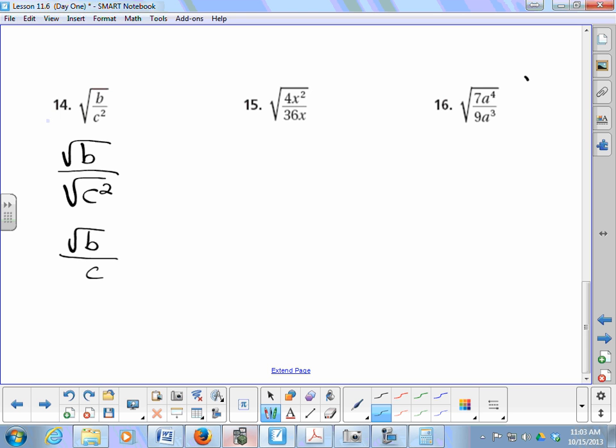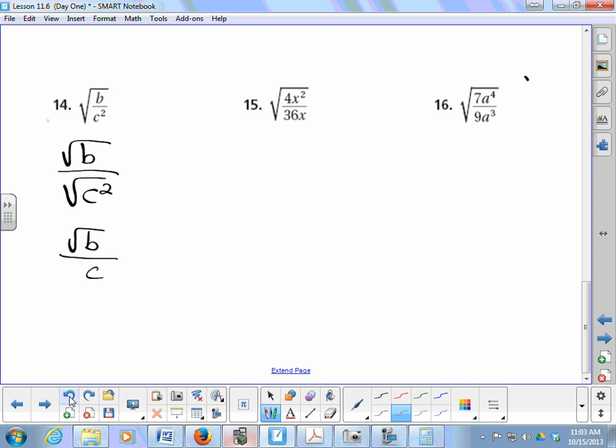Make sure when you make your fraction bar that you make your fraction bar all the way across. Okay? So that you're not accidentally doing this. It's not the square root of b, then over c, it's the square root of b over c. Now, the one thing I told you yesterday is always simplify first if you can.